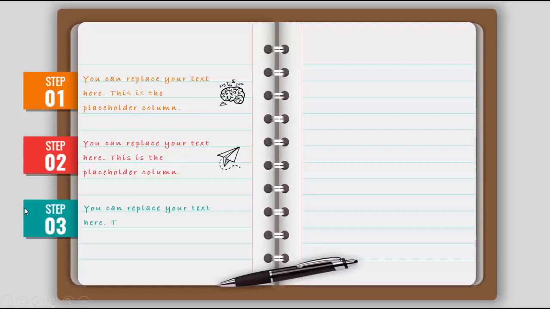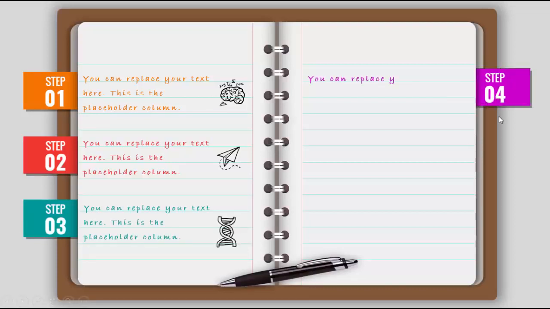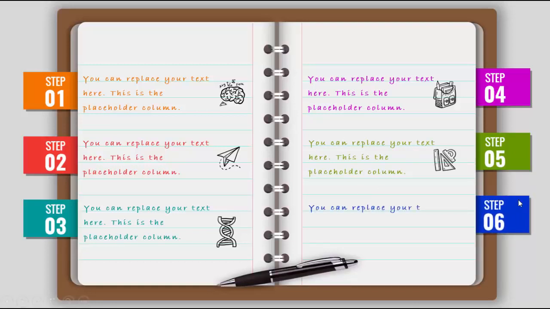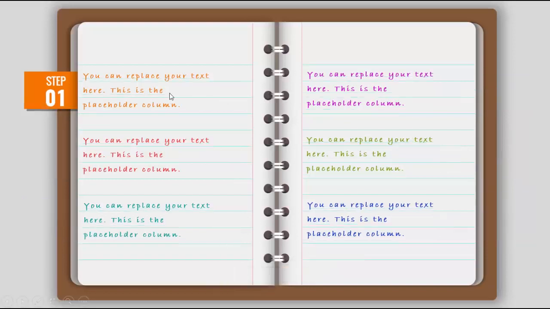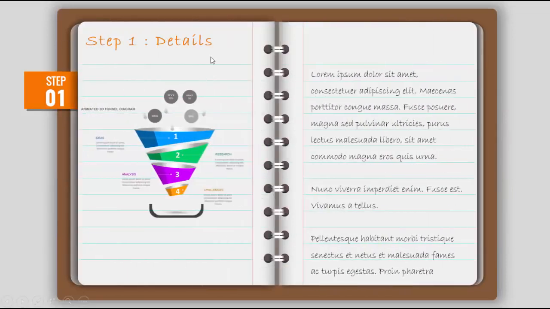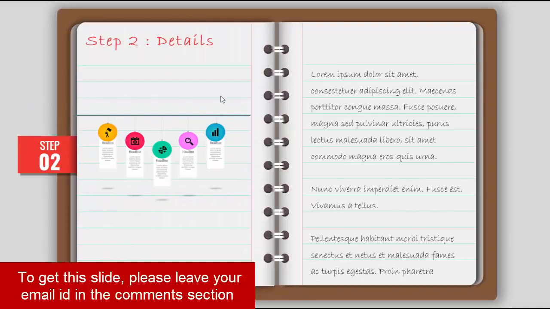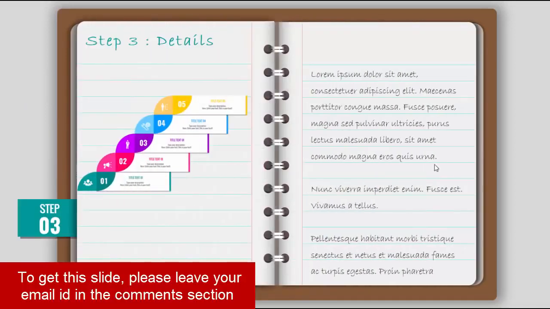When I click it will show me the third step, and to the right side of the page it will show me step 4, step 5 and step 6. And if I want to go into details for step 1, I will just click here. It will tell me the step 1 details here. I've just added some animation to it, and when I click step 2, the page of step 2 details will open, and then step 3.